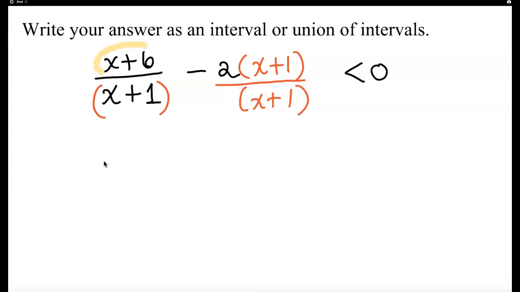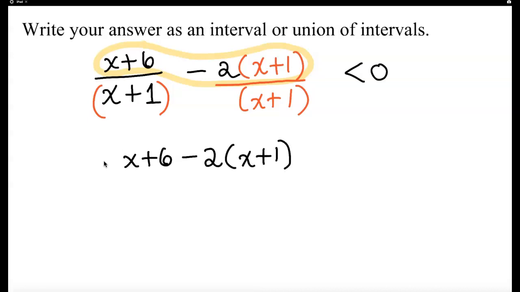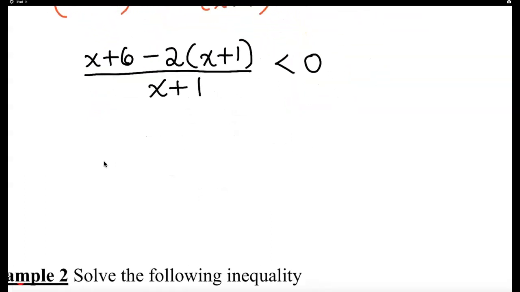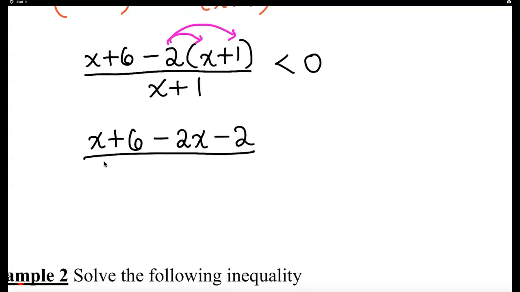So if you pay attention to the numerator, that is what I have. So I'll go ahead and write that down in a single line, okay? That is x plus 6 minus 2 times parenthesis x plus 1. And the denominator is simply x plus 1, and that is less than 0. We will go ahead and simplify the numerator now. Okay, distribute the negative 2. You will get x plus 6 minus 2x minus 2 all over x plus 1 is less than 0.